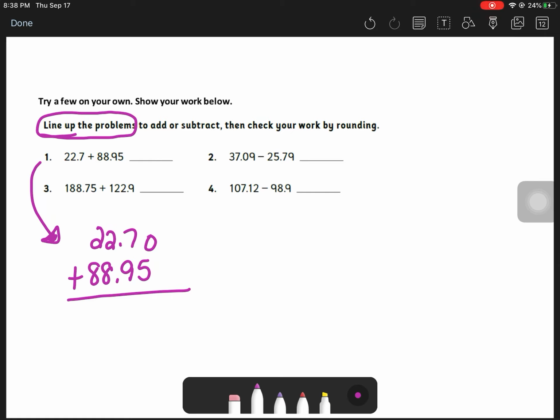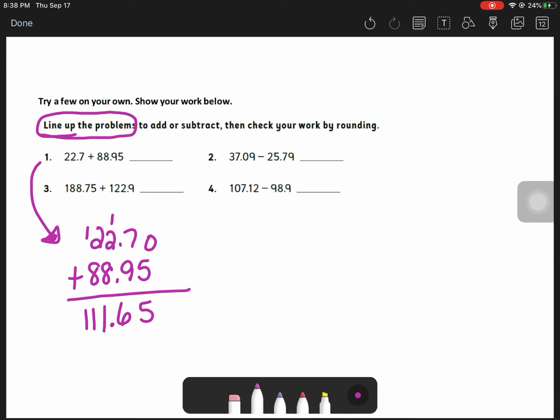We add 5 plus 0 is 5, 7 plus 9 is 16, 2 plus 8 is 10 plus 1 is 11. Carry our 1, 2 plus 8 is 10 plus 1 is 11, and we bring our decimal straight down.